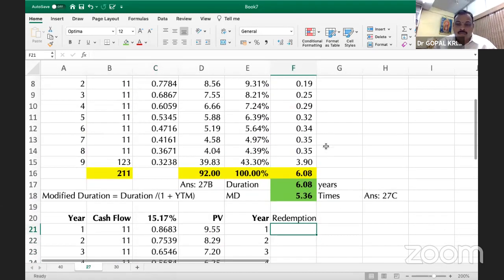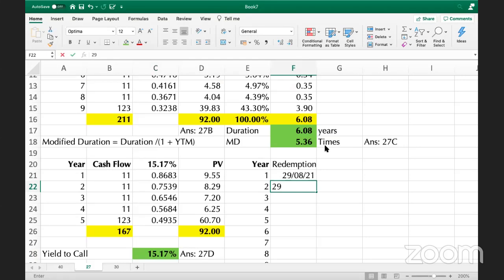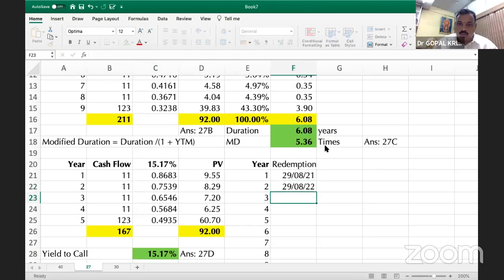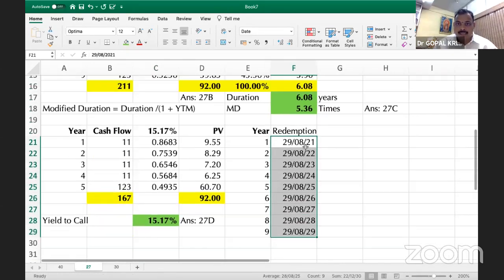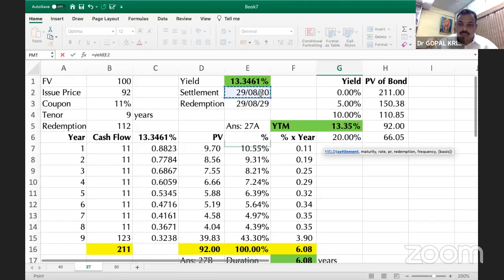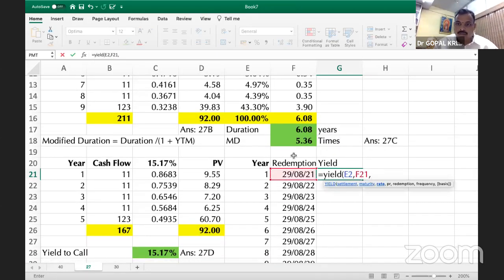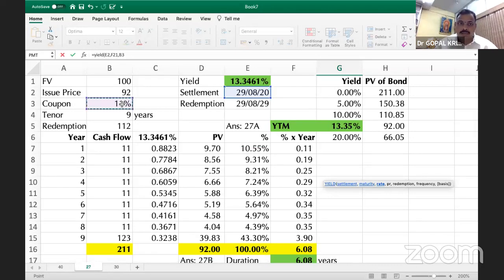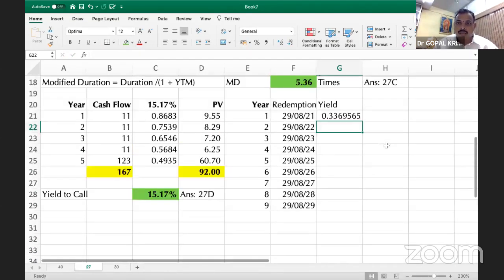Okay, so now let me do the redemption. Today's date is 29/8/2021. Then 29/8/2022. Like that, the redemption date is still 9 years away. Now what is your yield? Your yield is: settlement date, comma, maturity date, comma, rate is 11%, price is 92, redemption is 112, frequency 1 year. So this is your yield.